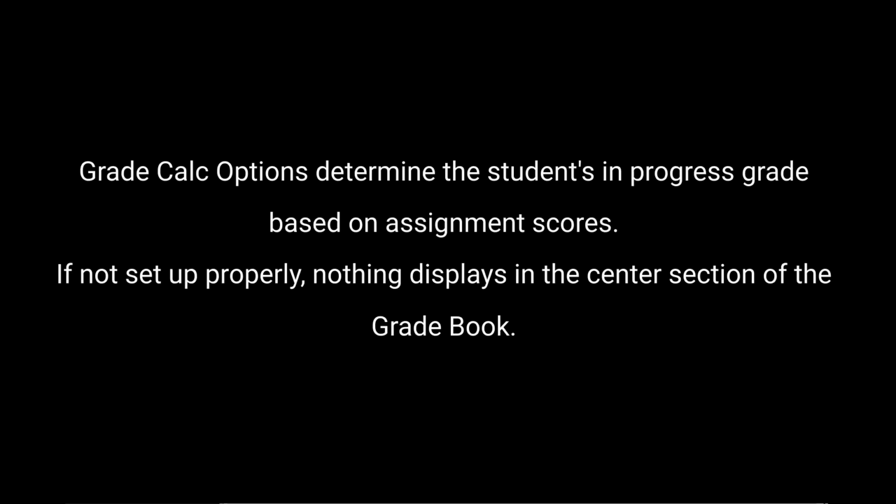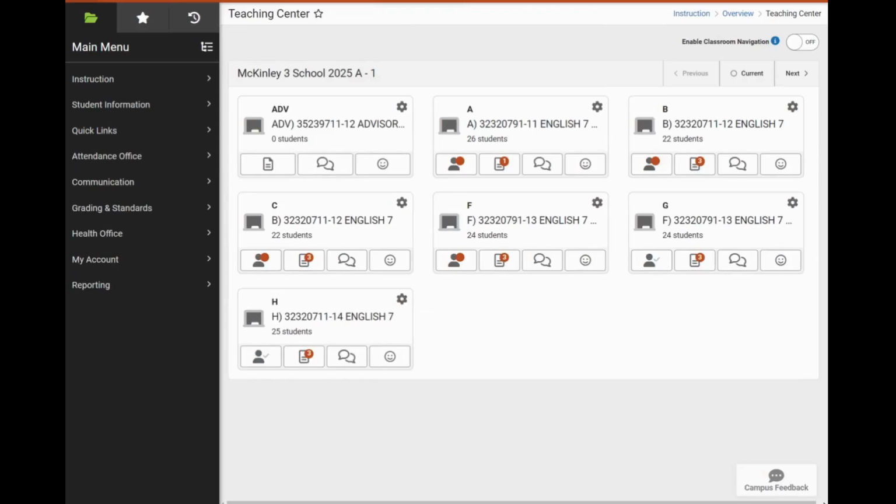Grade Calc options are how Infinite Campus determines the student's in-progress grade based on assignment grades entered. If Infinite Campus grades have been entered but the center part of the gradebook isn't calculating or showing in-progress grades, it is likely that Grade Calc options have not been set up. These should be set up for most teachers at most locations, but from time to time they may not be set up and may need to be edited.